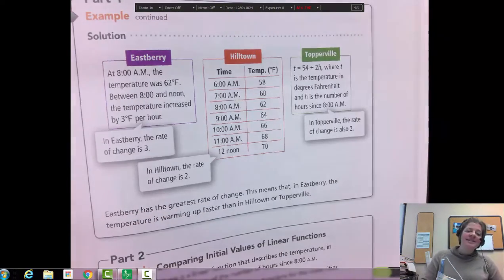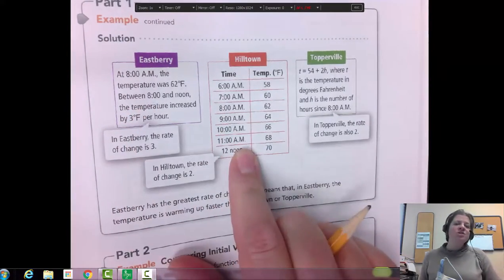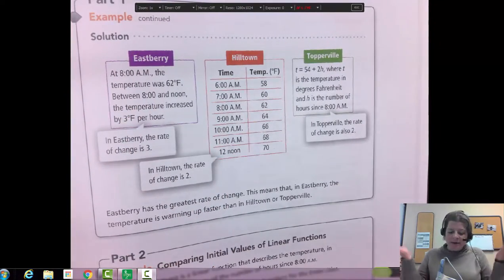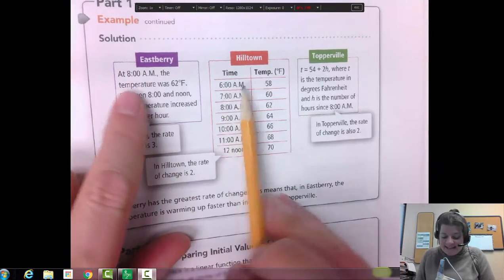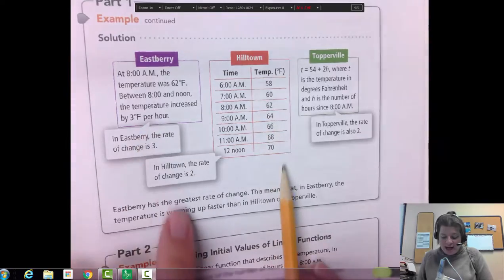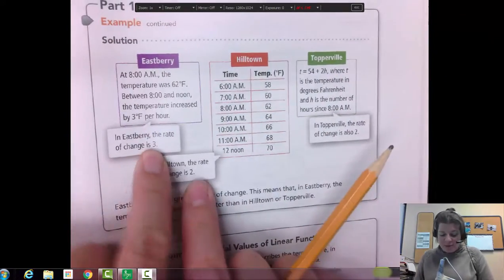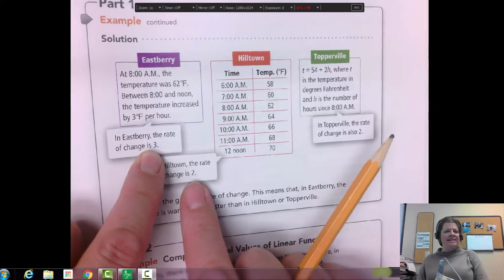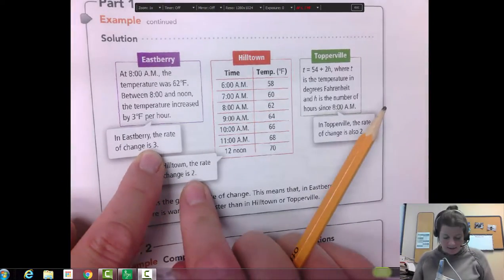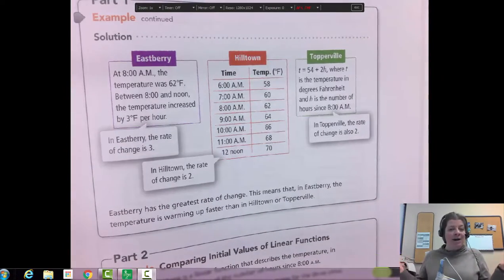Okay, so I was thinking a better way might be to write this as a chart also, just so you can see and compare them. So you could put 8 a.m. and then show the 3 going up 3 each time. And this one goes up 2 each time. So if one has a slope of 3 and one has a slope of 2, which one is getting hotter faster? Eastbury, right? Because it has a higher rate of change.